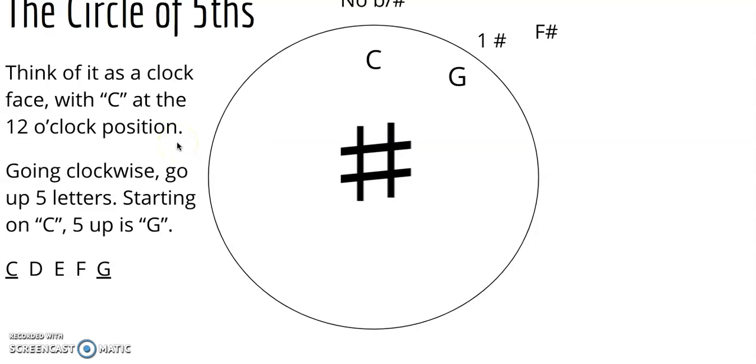Now we will go clockwise and go up 5 letters. Starting on C, 5 up is G. So 1, 2, 3, 4, 5 from C up to G. The key of G has 1 sharp, and that 1 sharp is an F sharp.